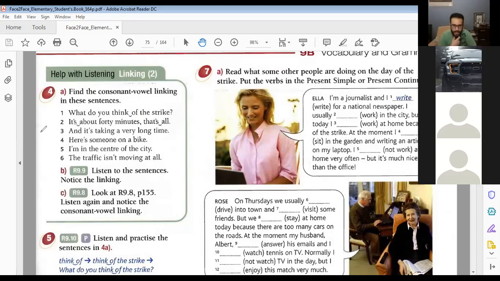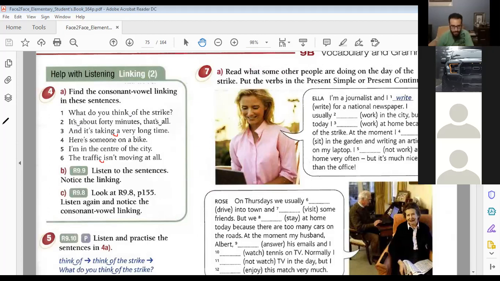Is there linking here? Where? Two. Yes, but all of them have linking, but I want you to find them. Okay. Which one? Taking. Correct. So we're taking, there's linking. Traffic isn't. Okay, so consonant vowel.